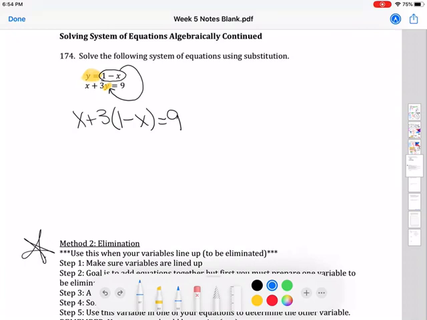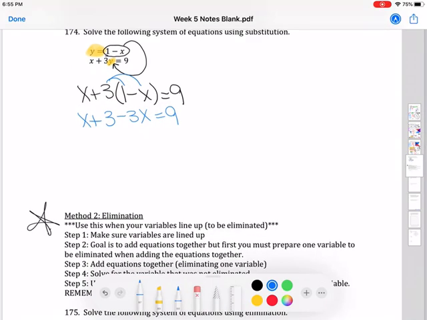Now immediately in this problem setup, I see the distributive property. No matter what equation you are solving, if you see the distributive property, you want to do it first. So I'm going to distribute that 3 through. So the x plus comes down because only the 3 is being multiplied through. So 3 times 1 is going to get me 3, and 3 times a negative x is a negative 3x. And my equals 9 comes down.